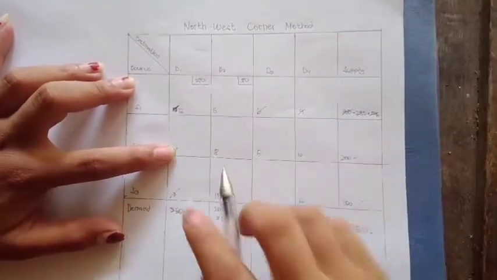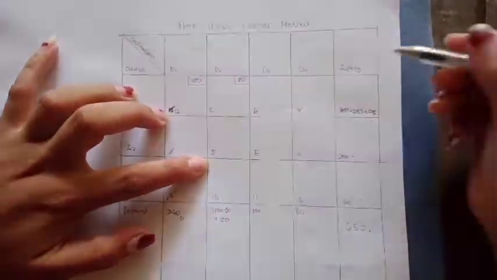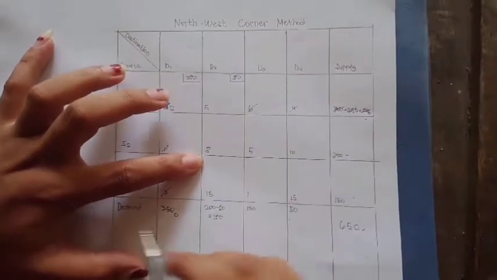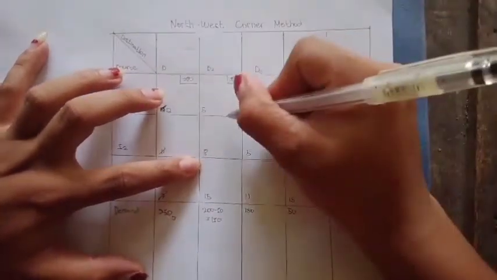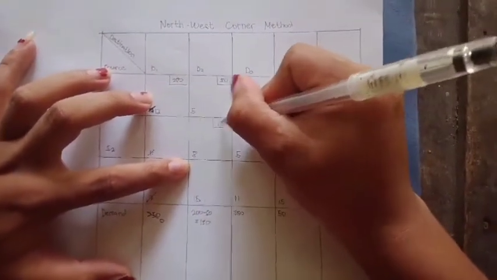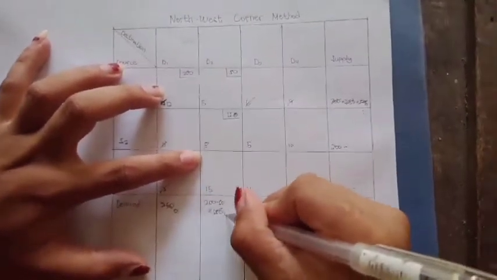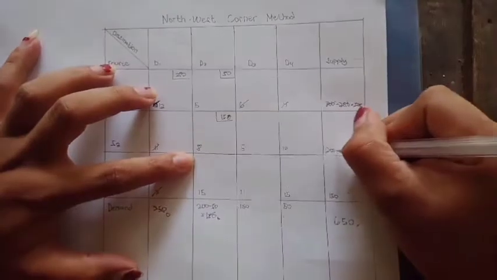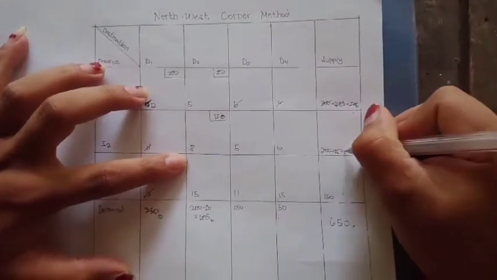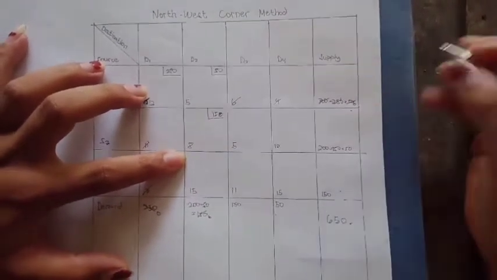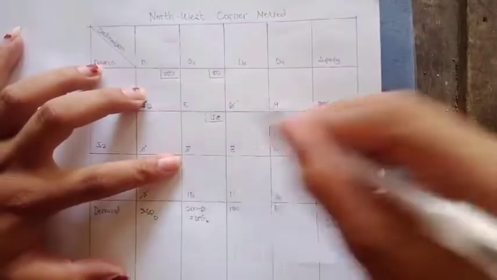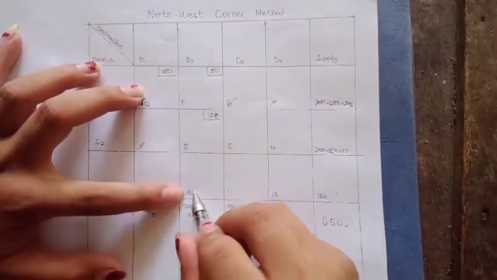Next is 8. So we have a supply of 200, a demand of 150. So we need to allocate 150 here. So it will become 0, and then 200 minus 150 is equal to 50. So we need to cancel this cell.